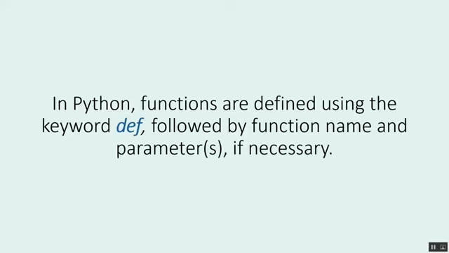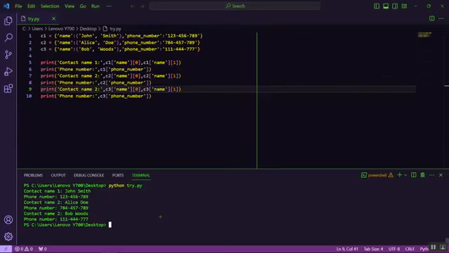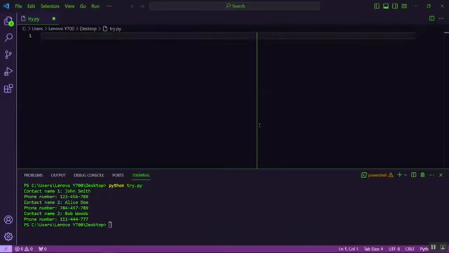Functions. In Python, functions are defined using the keyword def. So it's like defining a function, followed by the function name and parameters if necessary. For example, we have a function that doubles the number. So let's try it. Let's create a function. In order for us to do that, we have to type def and then the name of the function.